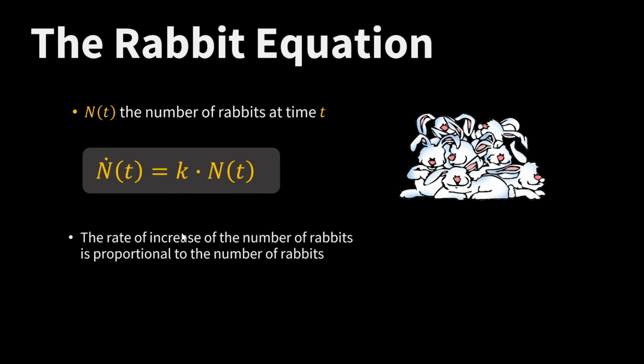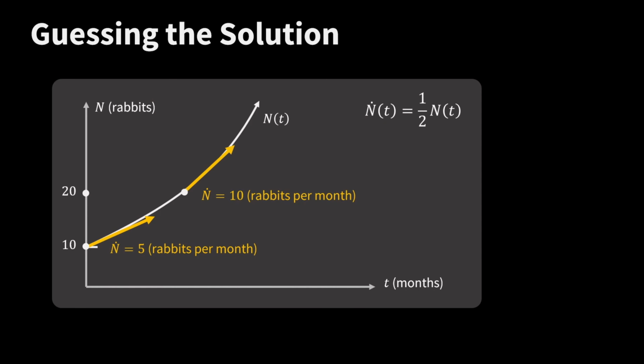This means the rate of increase of the number of rabbits is proportional to the number of rabbits. This makes sense. The more rabbits, the more births. We can guess how the solution will look like. In this diagram, we have n, the number of rabbits, along the y-axis. Time passes from left to right in months along the x-axis.